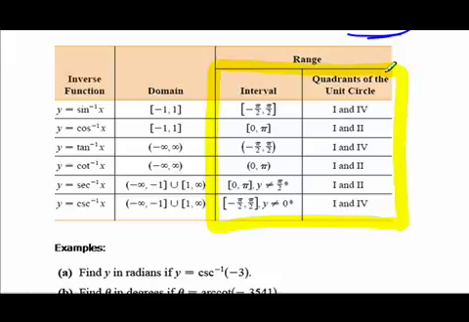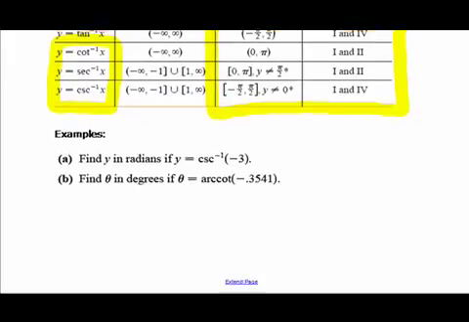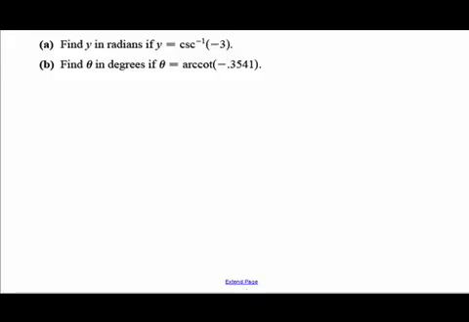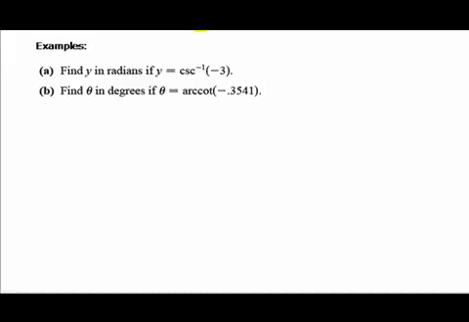Now let's practice a couple of the weird ones where a calculator may not give me the correct answer right off the bat. Got two examples here. Example says find y in radians if y equals arc cosecant of -3. And what I found was, if I write it out, okay, arc cosecant of -3 is this angle y.